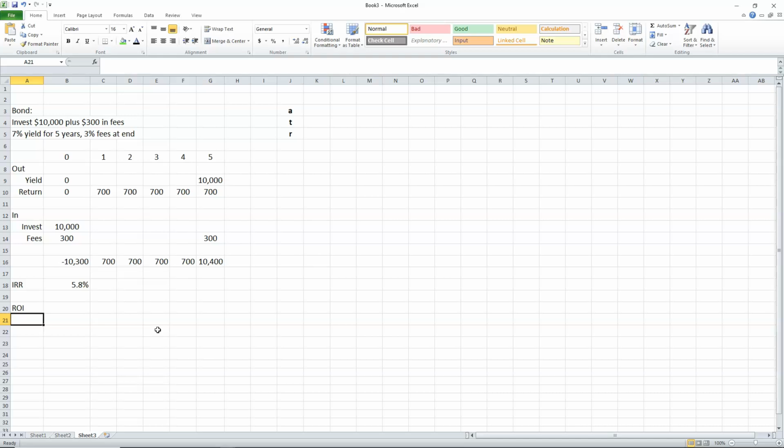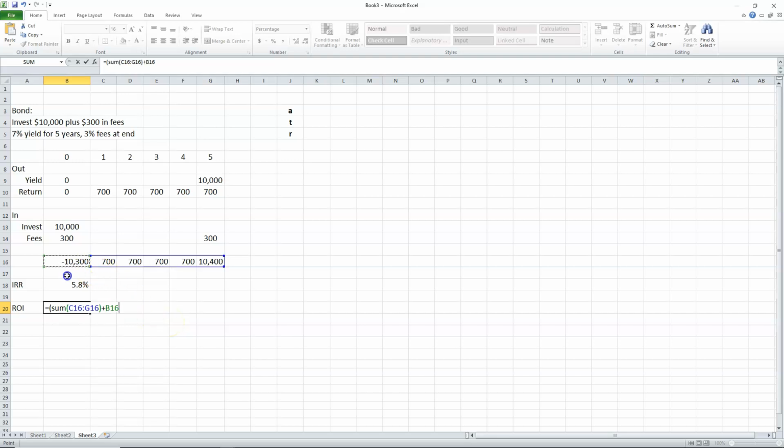Typically, people do ROI without taking into account the discount flow of money. And so this is why you have to be careful about the results it gives you. So let's do it that way. So it's equal to, well, what's the total amount of money I'm getting? And that's this.